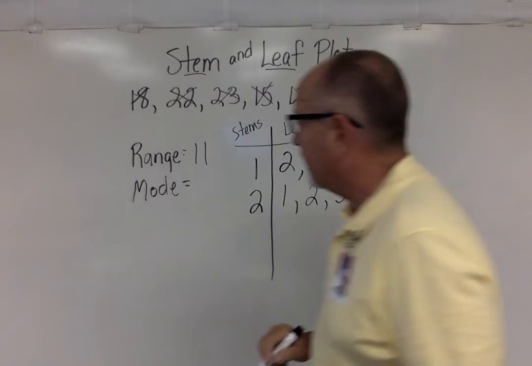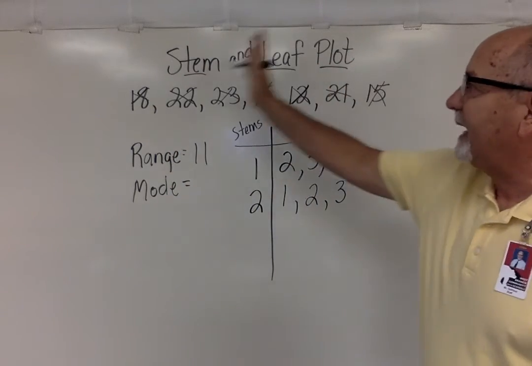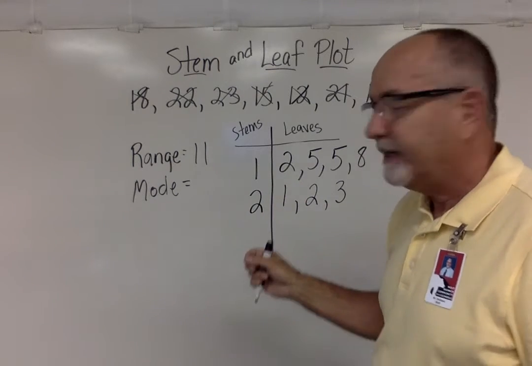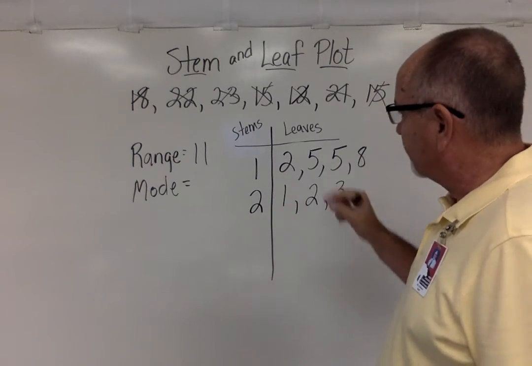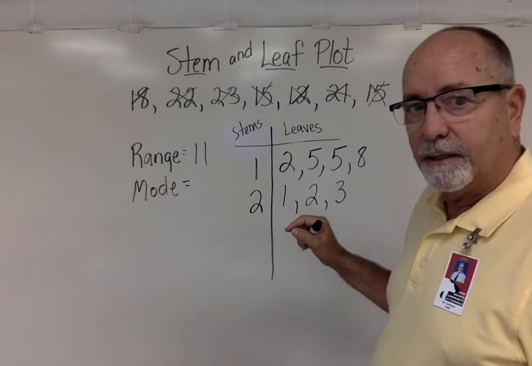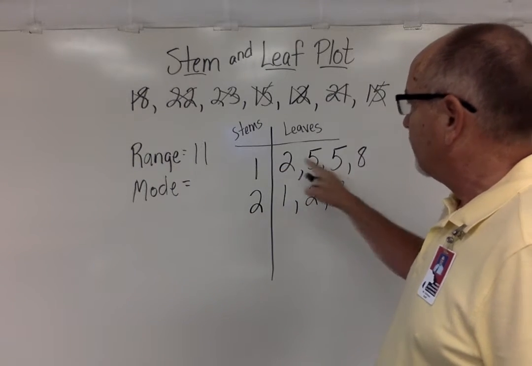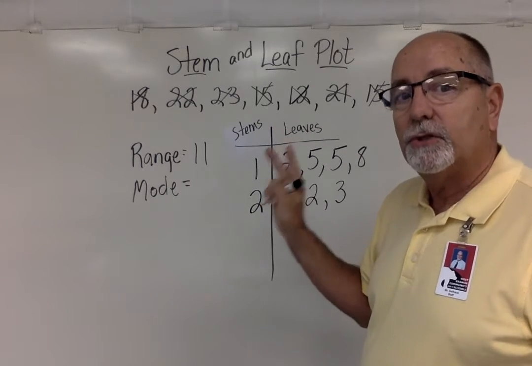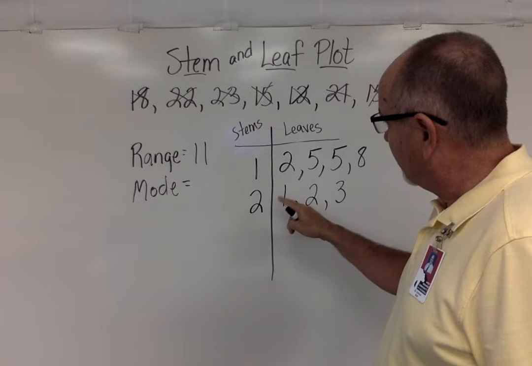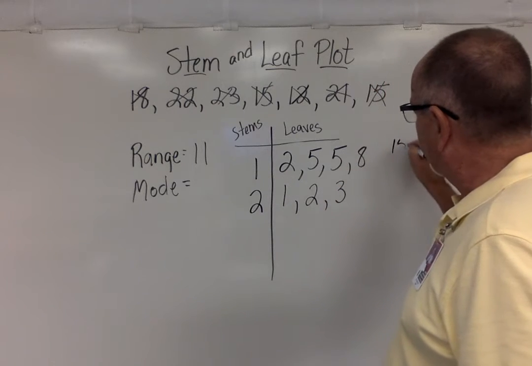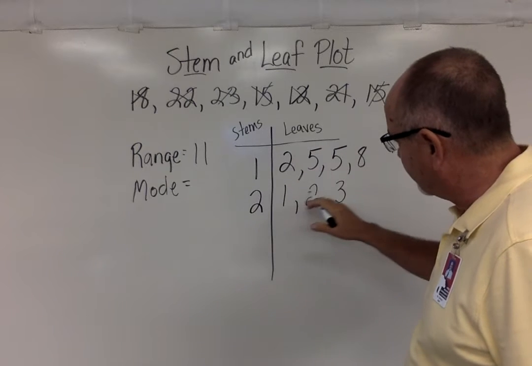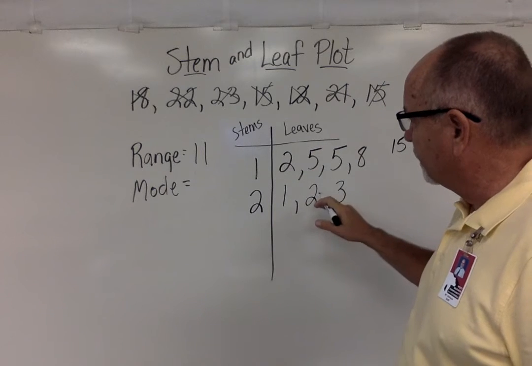Well, again, I can just look at the leaves. I don't have to go back to the original data and try to sort everything out. I can look at my leaves. I look at my first row, and is there anything duplicated? Oh yeah, the 5s. So I see 2 5s, so that means there's 2 15s because of the 1 as my stem. Is there any more there? Well, I'm going to put that over here so I can remember it, and then I look for any other duplication of leaves. Nope, there is no other duplication.